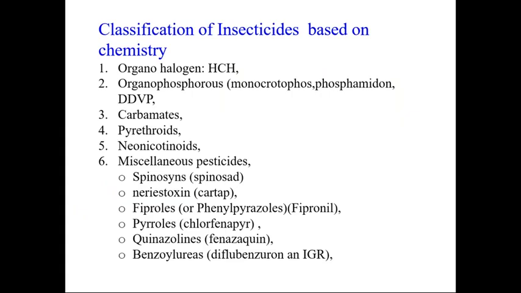So classification of the insecticides can also be done based on the chemistry. So we have the organohalogens. So here you have HCH, DDT, etc. You have organophosphorus, which has the phosphorus, so monocrotophos or phosphamidon, the carbamates, the pyrethroids, the neonicotinoids, and you have miscellaneous pesticides such as the spinosyns, the fiproles, pyrroles, benzoylurea, and quinoxalines. So these are the major 5 groups, and then you have the miscellaneous pesticides.